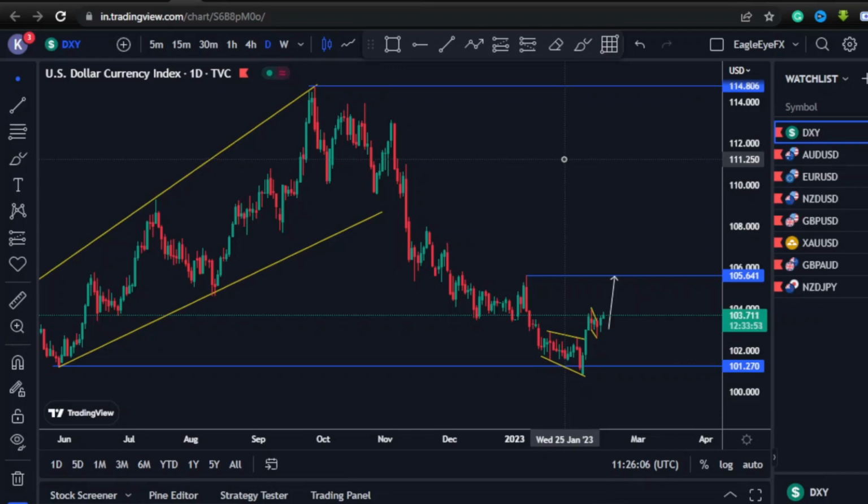What's going on, everyone? Welcome to AUDUSD, and today we are looking at market analysis. So I want to start with DXY.